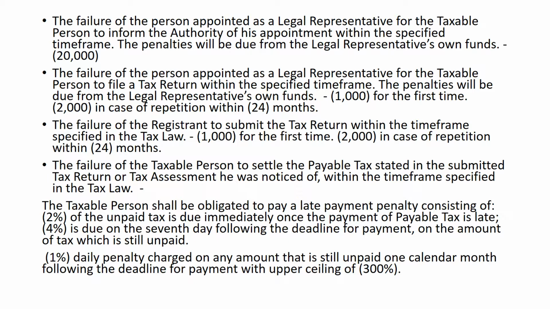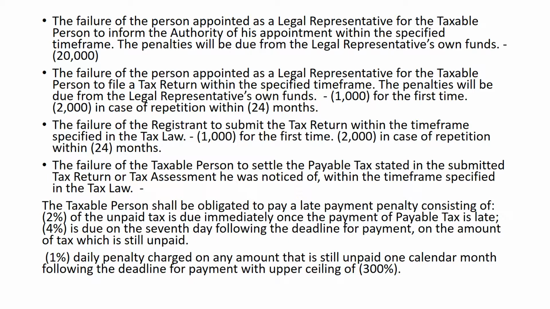Now, the failure of the person appointed as a legal representative for the taxable person to inform the authority of his appointment within the specified time frame. He has to inform within the specified time frame which is given by the law. The penalties will be due from the legal representative's own funds. You cannot ask for it from any of your clients. You have to pay it from your own funds, 20,000 dirhams. They are not leaving anybody now.